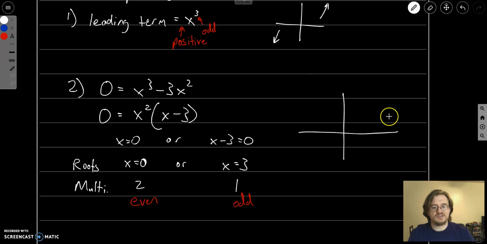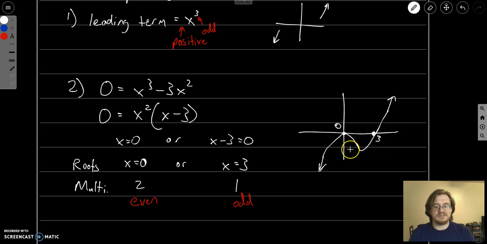So if I draw our picture again, if I point out 3 and I point out 0, I know that my function is going to come up and just barely touch 0 and turn around, but it's going to cross at 3. And if we remember our end behavior, we're going to be coming up as we go to the right, and we're going to be coming down as we come to the left. So what we know is that we're going to come up and touch the x-axis there, and we're going to turn around. And then we have to cross 3. So the only way to do that is to come back and do this.